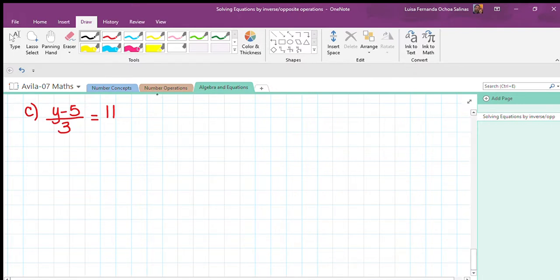Okay, girls, so I'll continue with the examples of the notes. So we're going to do C.